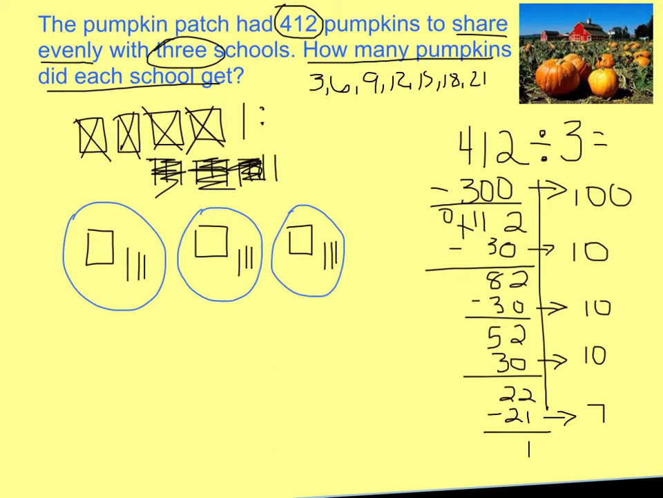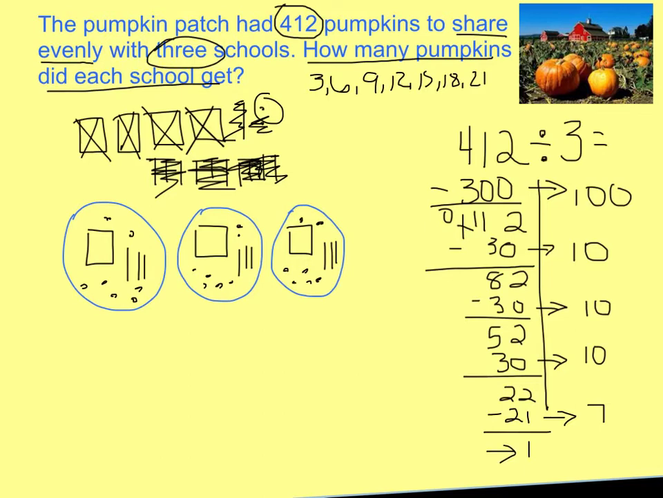So I'm going to go ahead and just give 21 away. 3, 6, 9, 12, 3 times 5 is 15, 3 times 6 is 18, 3 times 7 is 21, and I'm going to take away 21 right there, and all that's left is 1 remainder. There's my 1 remainder right there.